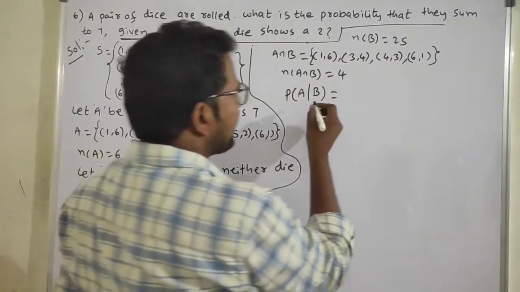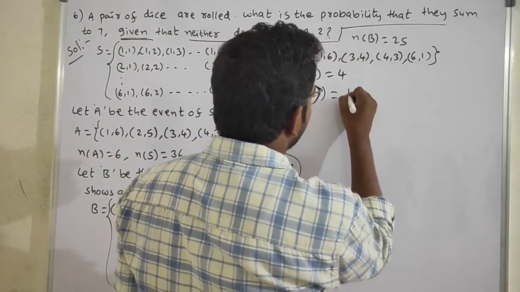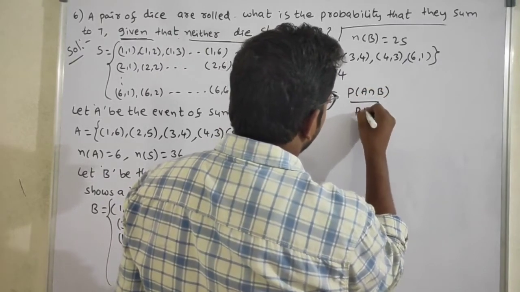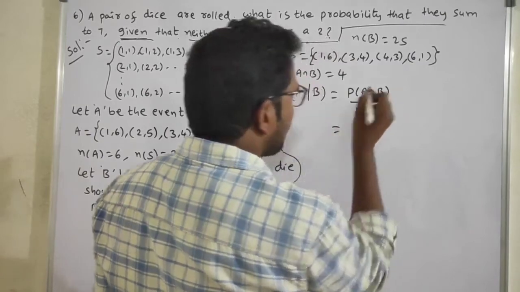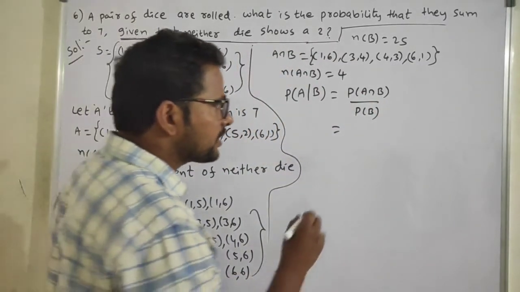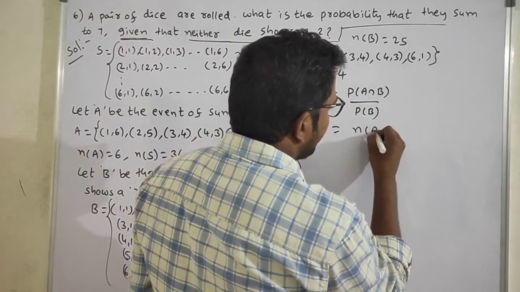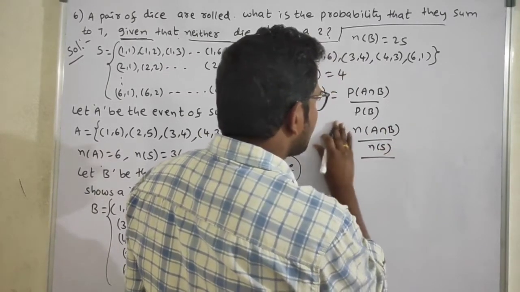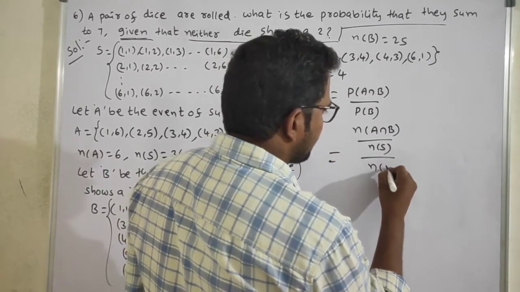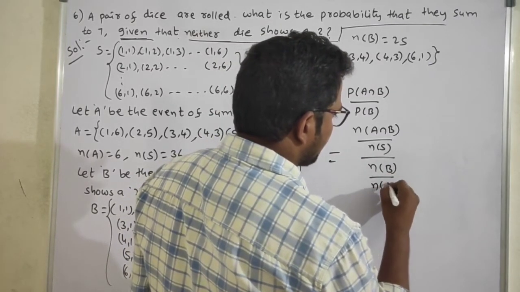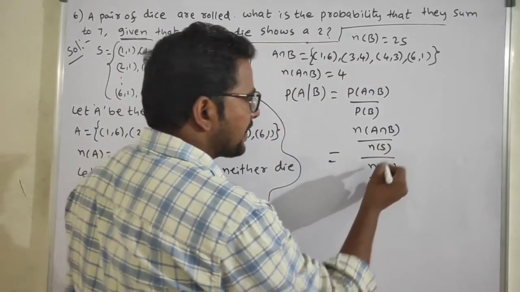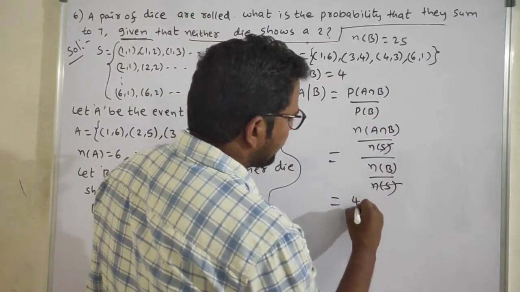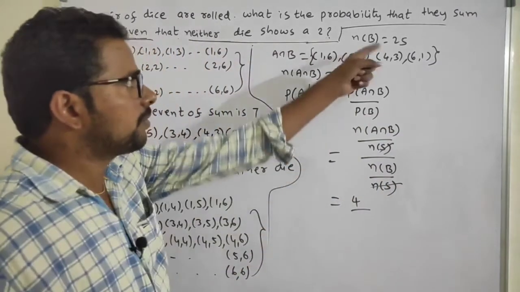So by using conditional probability, P of A given B is equal to P of A intersection B divided by P of B. What is P of A intersection B? It is n of A intersection B by n of S, divided by P of B, which is n of B by n of S. So here n of S gets cancelled. The value of n of A intersection B is 4, and n of B is equal to 25.